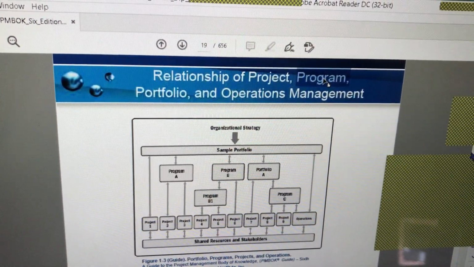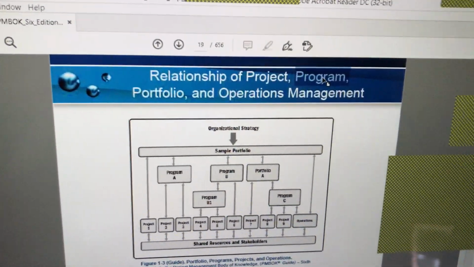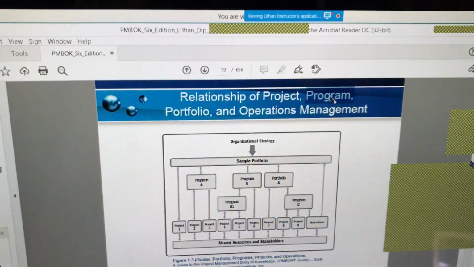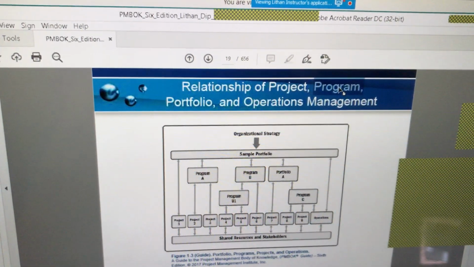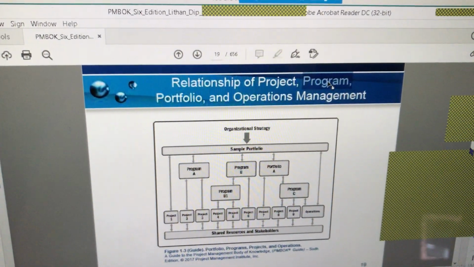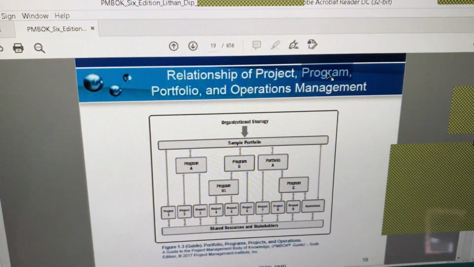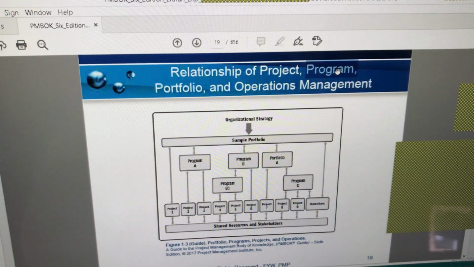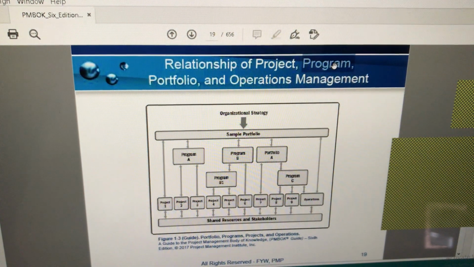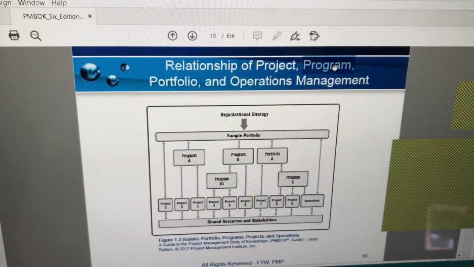There may be common resources. You will not have separate resources for each team. You will be using all your resources, human resources and non-human resources, very, very optimally. So that is the program. You have the benefits of scale you don't get when you do it as individual projects.